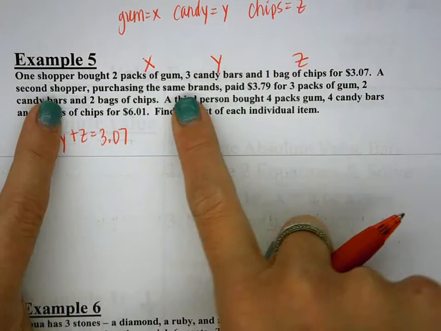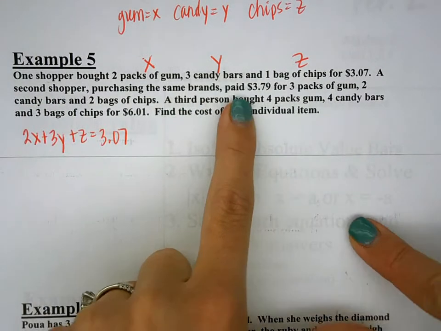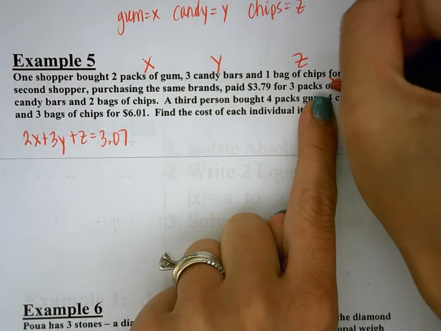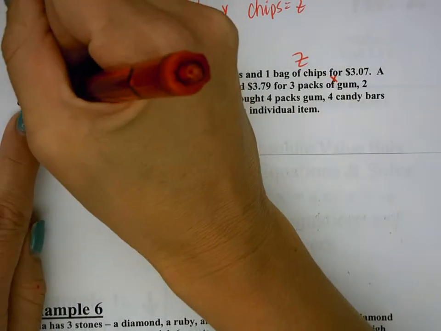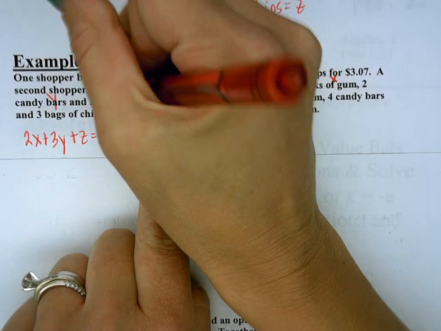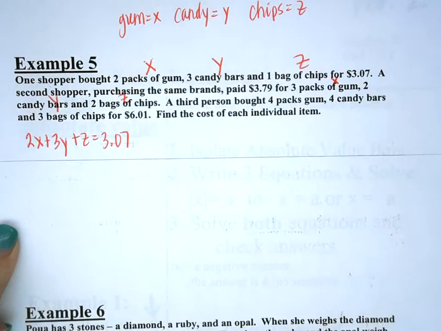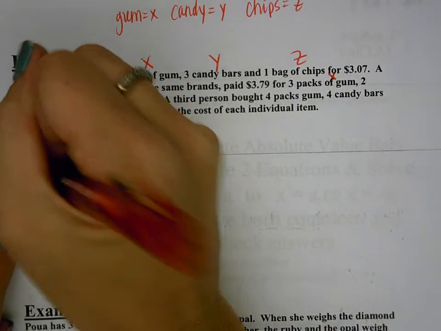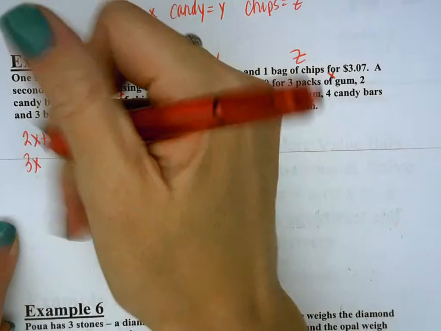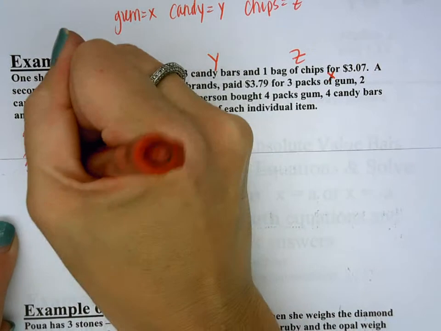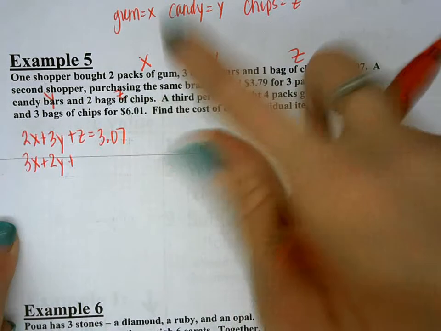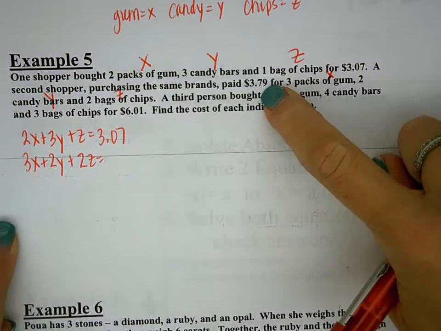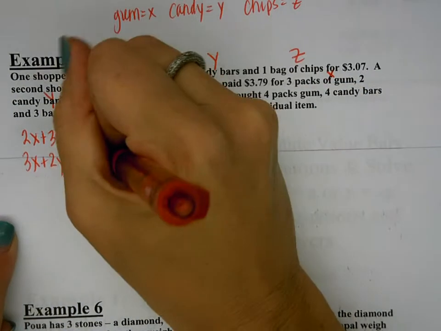if I go to the next one, it says purchasing the same brands. They paid $3.79 for 3 packs of gum. We know gum is x, candy bars is y, and chips is z. So when you write this equation, 3 packs of gum will be 3x. 2 candy bars is 2y, plus 2 bags of chips is 2z, equals, but this one, they said the number first, and that is 3.79.